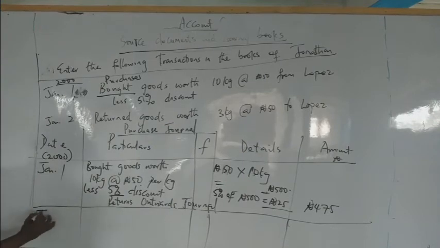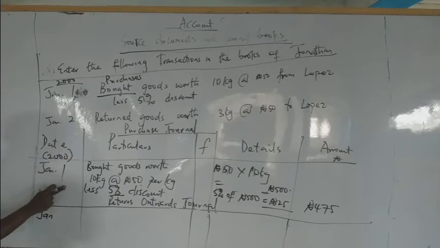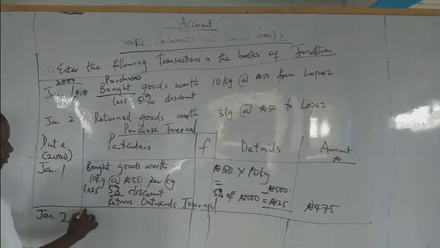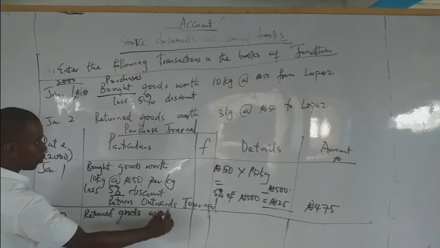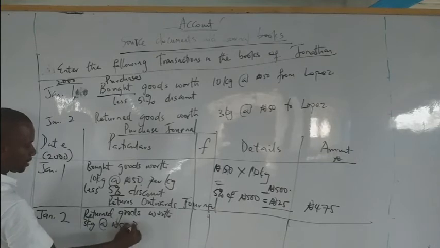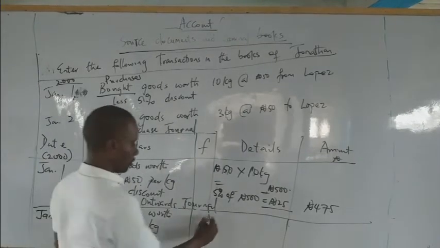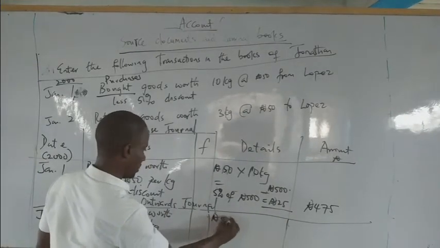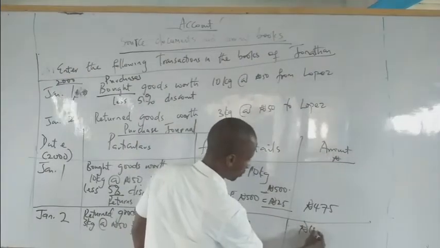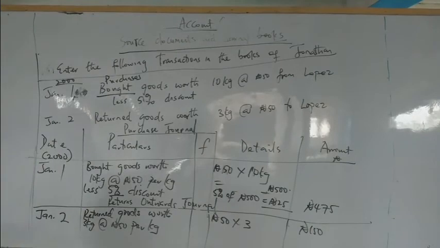We'll come under the dates. Please, we are not going to record it under this purchase journal. We are going to record it under the what? Return outward journal. January 2nd, still 2000. How many goods returned? Goods worth 3 kg at 15 naira per kg. And under the details column, it will be 50 times 3. And what is 50 times 3? 150 naira. So take note.